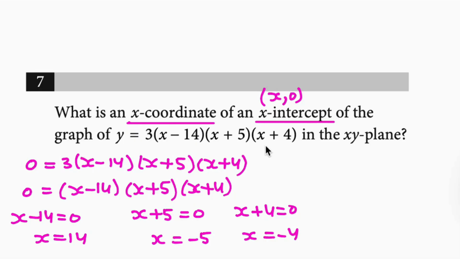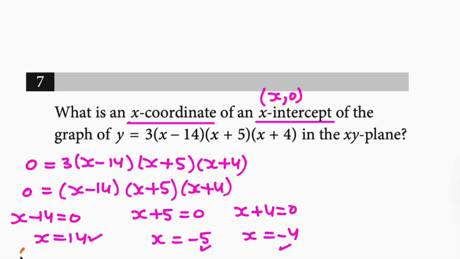X coordinate of an x-intercept. Coordinates are not asked. X coordinate is asked. So it can be 14, or negative 5, or negative 4. All the 3 are correct. Now if instead of x coordinates, the question is like, what are the coordinates of the x-intercept? Read the words very carefully.